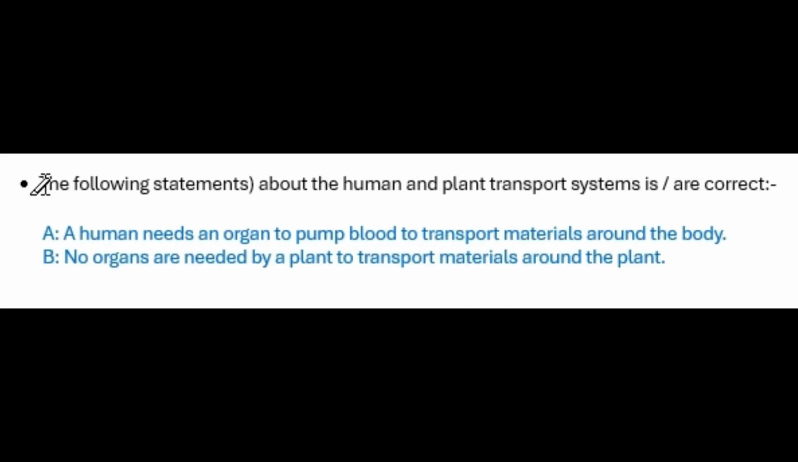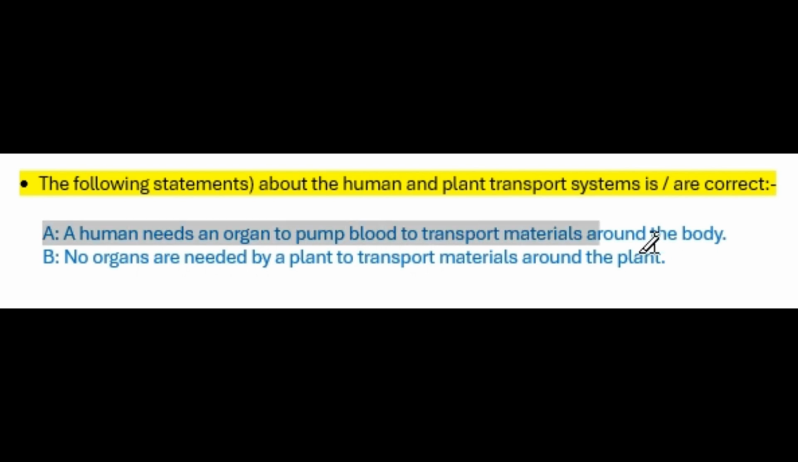The following statements about the human and plant transport systems are correct. A. A human needs an organ to pump blood to transport materials around the body. B. No organs are needed by a plant to transport materials around the plant.